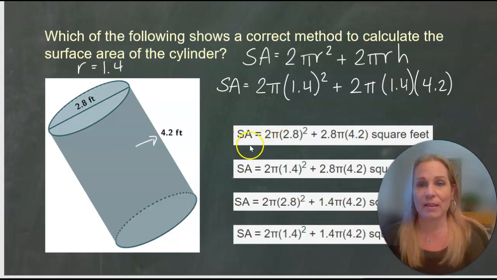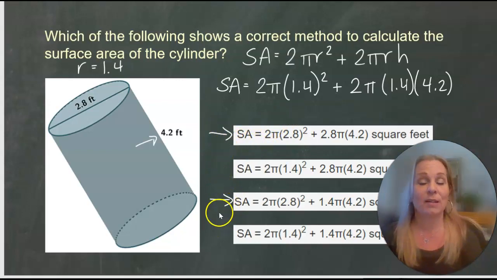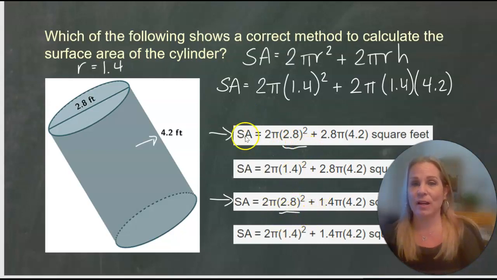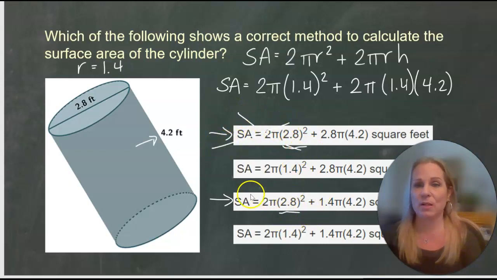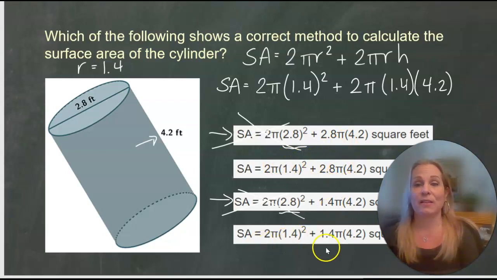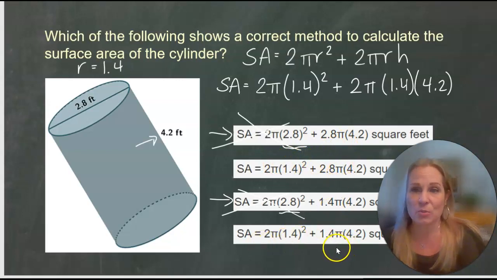We know that this one and this one, they didn't use the radius. They used the diameter instead, right? See it right there? They used the diameter and squared that. So we know it can't be the first one and it can't be the third one. So now let's look at the second choice and the last choice. Which one matches ours?